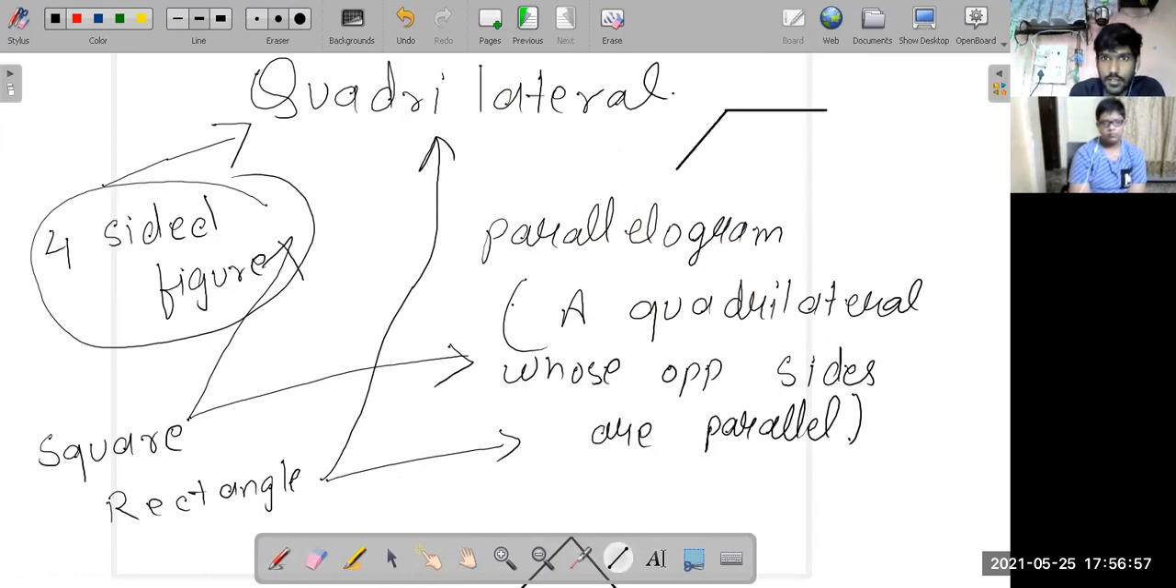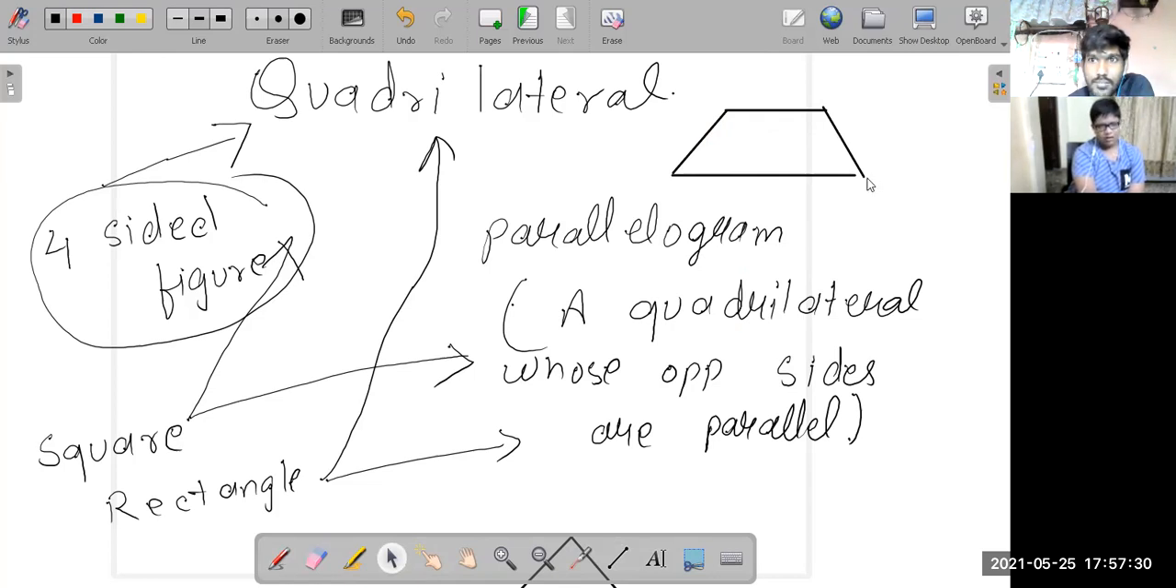this figure. Is this a quadrilateral? Yes, sir, it's a quadrilateral. But is this a parallelogram? No, sir, it is not a parallelogram. What is the name of this figure? Trapezium.